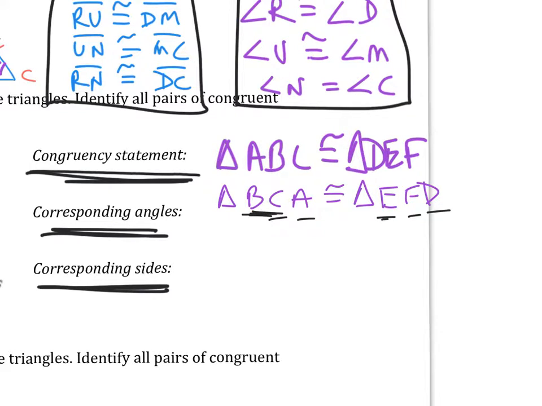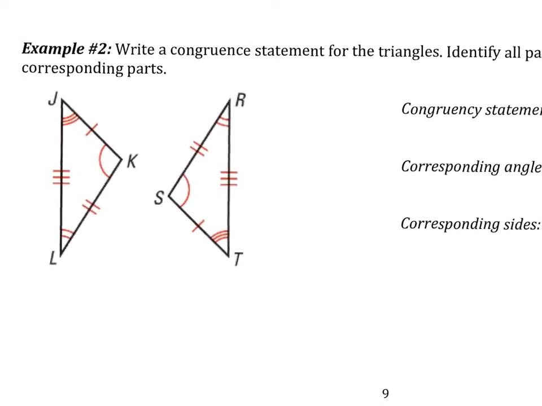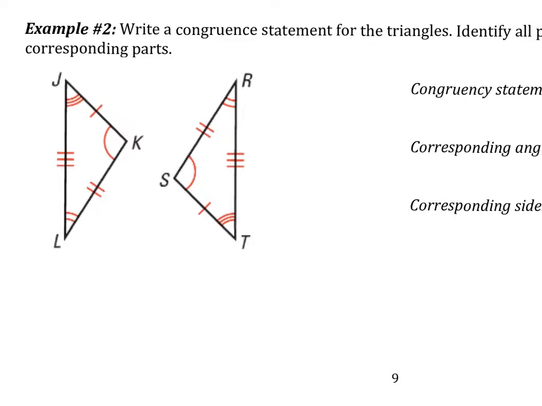BC is congruent to EF because they're the first two. CA is congruent to FD because they're the second two. BA is congruent to ED because they're the first and third. You agree with those statements? Okay. All right. Do we need to do it again? You understand the concept? Okay.